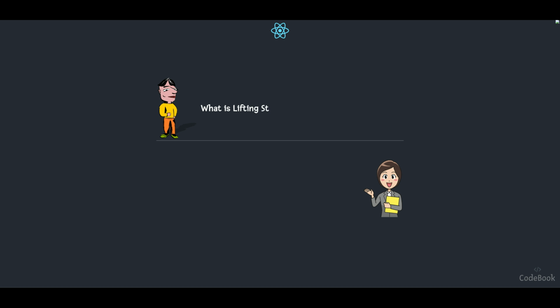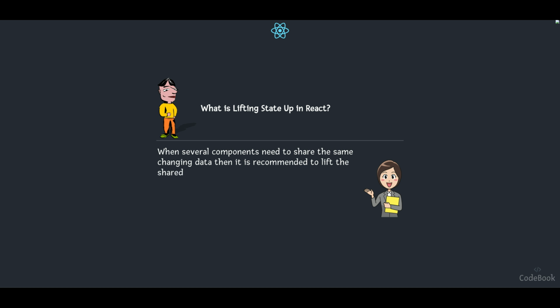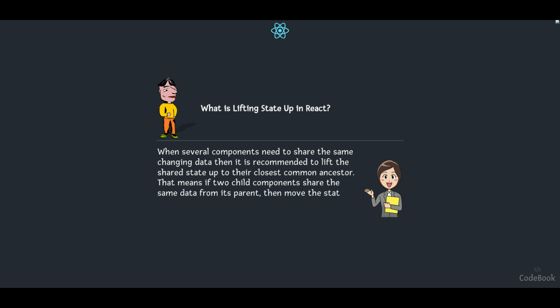What is lifting state up in React? When several components need to share the same changing data, then it is recommended to lift the shared state up to their closest common ancestor. That means if two child components share the same data from its parent, then move the state to parent instead of maintaining local state in both of the child components.